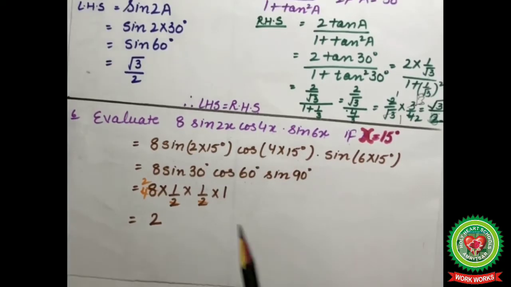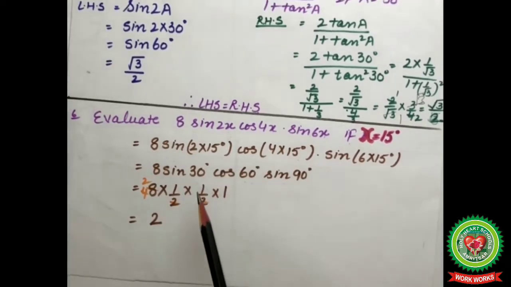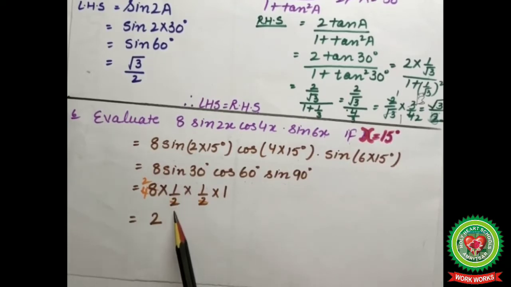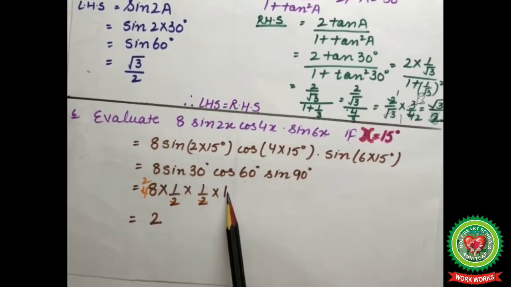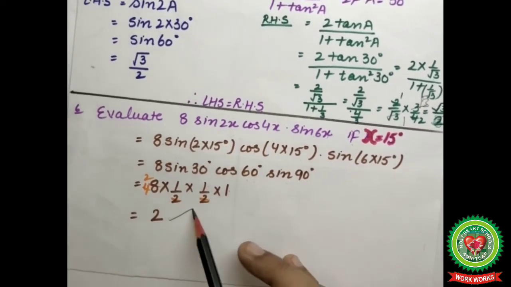So on writing down the values of these t ratios, we get 8 multiply 1 upon 2 multiply 1 upon 2 multiply by 1. So now we are going to do the cuttings of these two with the 8. So on doing the cutting, we'll get the answer as 2.